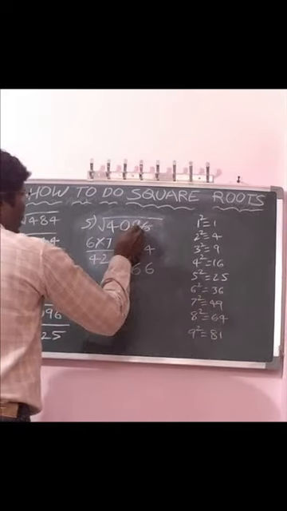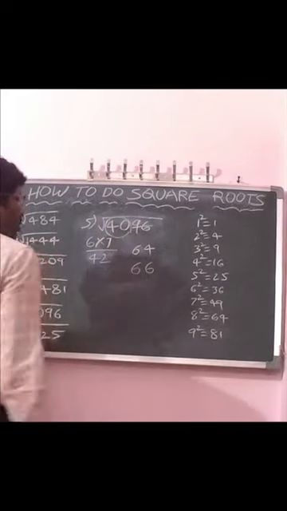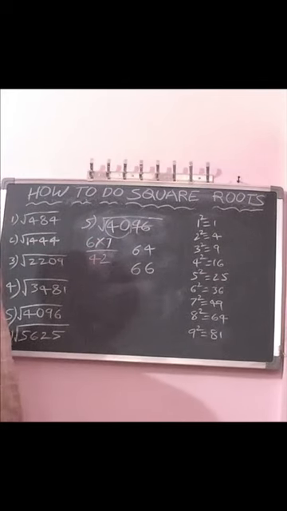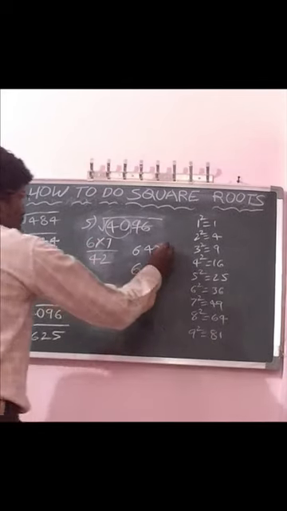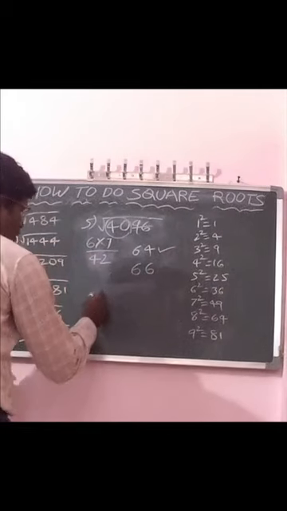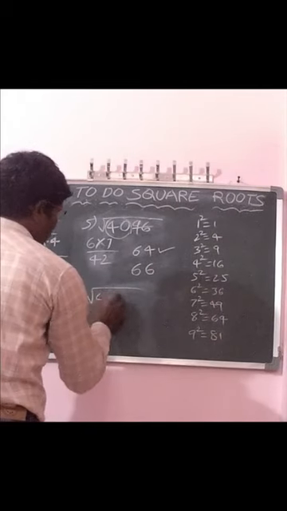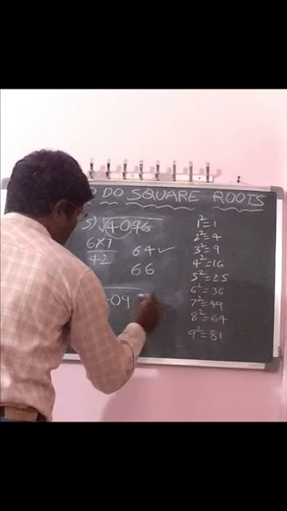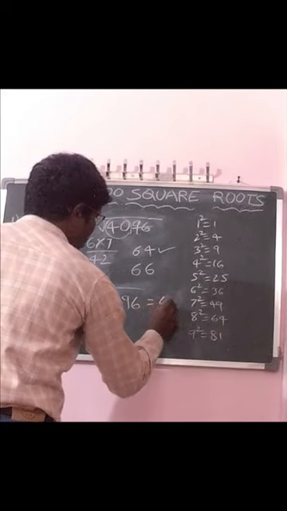Now we can compare the 40 with 42. So 40 is less than 42. So now we can take the smaller number. Therefore, root of 4096 equal to 64.